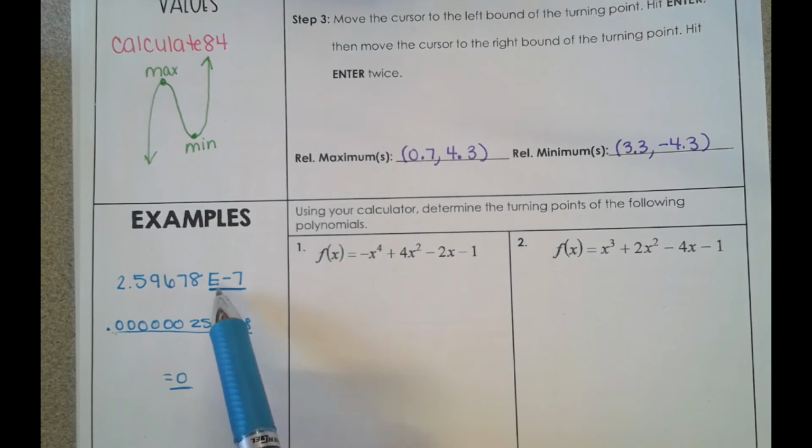But you have to be on the lookout because it's not always real obvious. This E is the same size as all of your numbers. So if you're not looking or not paying attention, you might miss it. All right, so let's do number 1.